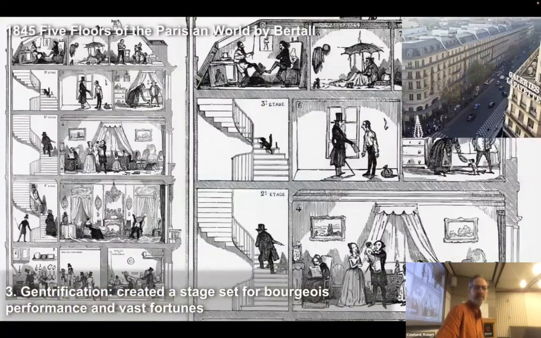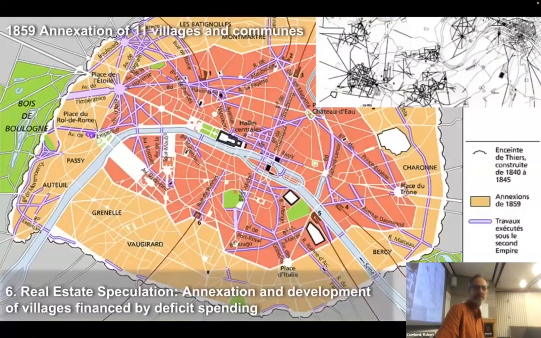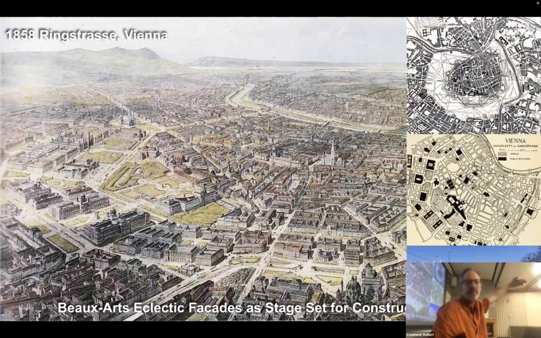You saw all this. The train stations, the parks, the real estate ideas. Now we get to the Ringstrasse in Vienna. This is an interesting case where they did the same thing. They made these huge public spaces where the medieval walls used to be. And it was a grand promenade for wealthy people.